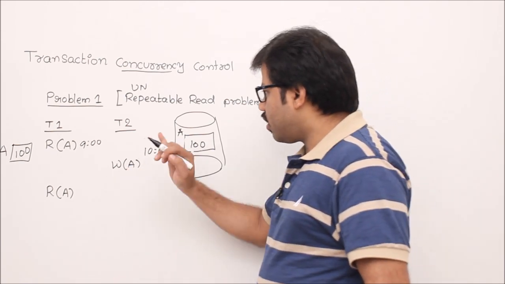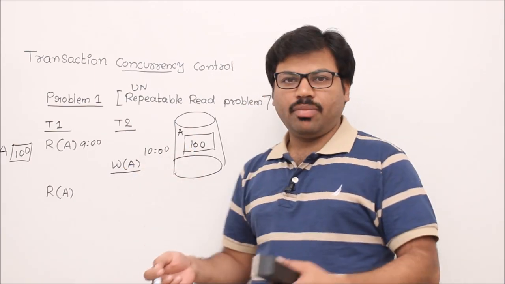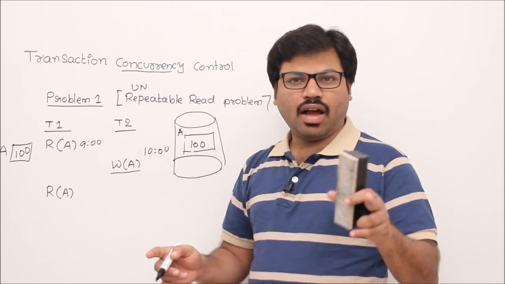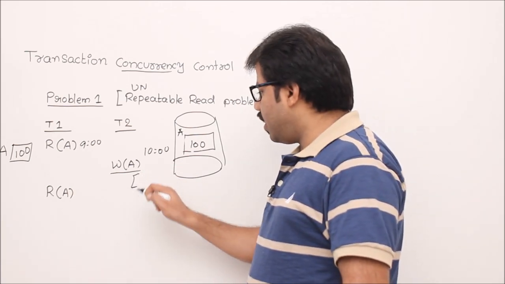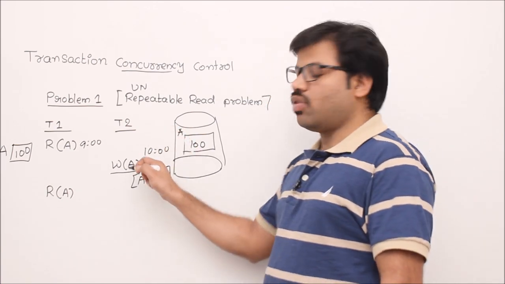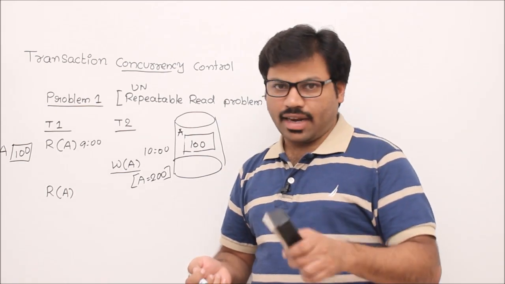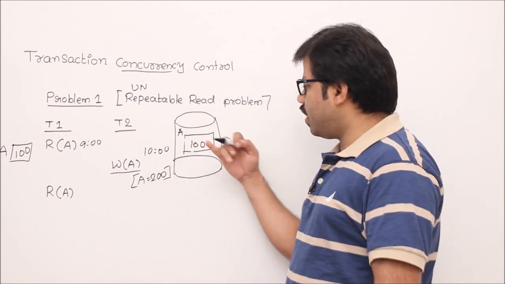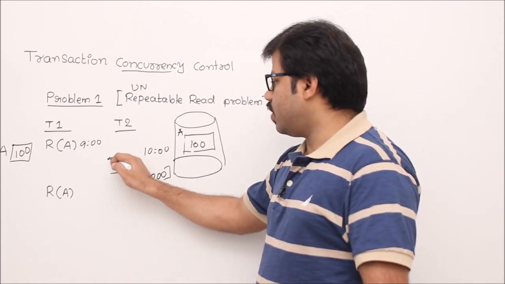So now at 10 o'clock T2 is executing this instruction write of A. I am writing write of A, but the program's intention is to simply update the variable A's value to something. Let's say A equal to 200, whatever it is. This is also known as a blind write. Without reading, you are writing something, and that is called a blind write. So the write does not depend on the previous value. Whatever it is, it always modifies it to 200. That is the intention of this write of A.